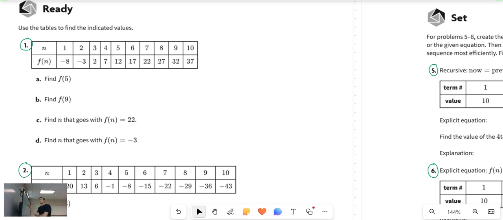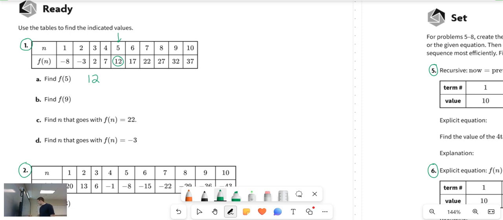Find f of 5. So 5 is our input. So we're trying to find what is the output when our input is 5. So we're going to go along the top here and look for the point right here where our input is 5, and we see that that goes to an output of 12. So f of 5 is 12.